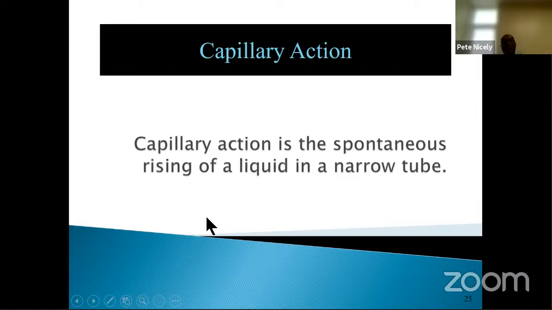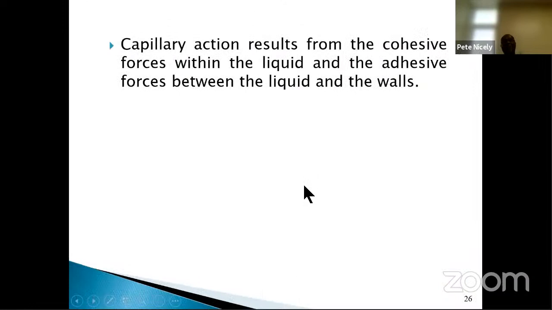Now, what is capillary action? Capillary action is a spontaneous rising of a liquid in a narrow tube, right? So if you have a very small tube called a capillary tube, and if you're involved in the health sciences, then you may come across these tubes when you're taking very small blood samples, for example, where basically you take an open end of the tube and you dip it in the blood that you may obtain from a patient. Then you'll have the blood running up into the tube, right?